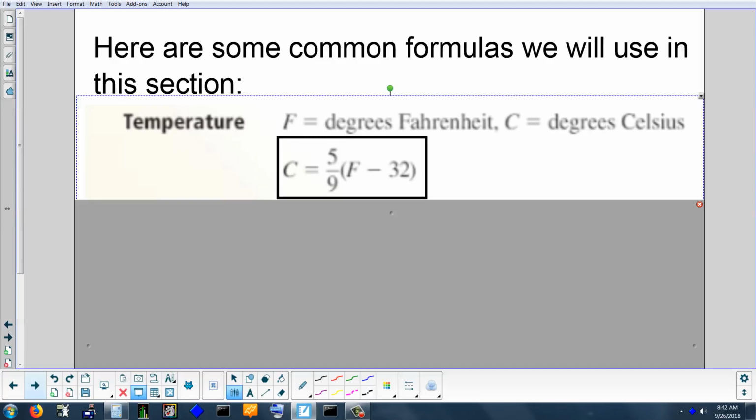This would be useful if somebody was coming over here from Europe and they're used to Celsius temperatures, and they're told the temperature today is going to be 75. What does that mean in what I'm used to using? That's pretty hot. They could use that formula to figure it out. So in that box, you want to write C equals 5 ninths, and then in parentheses, F minus 32.